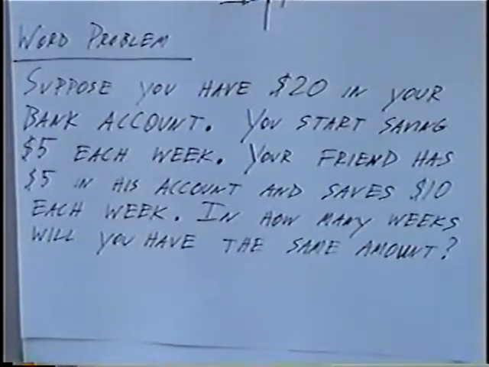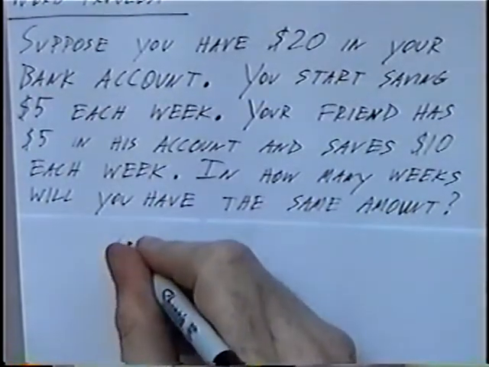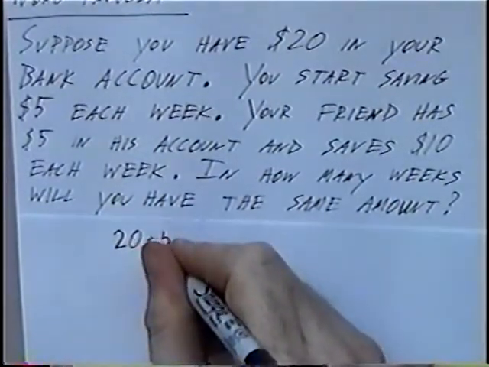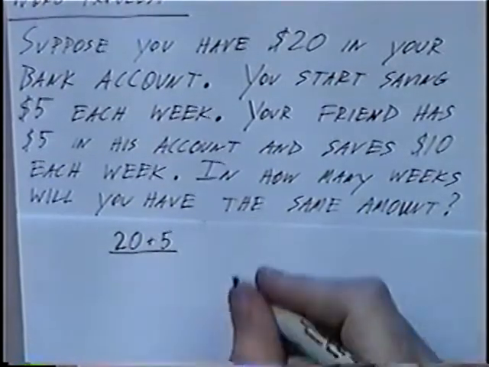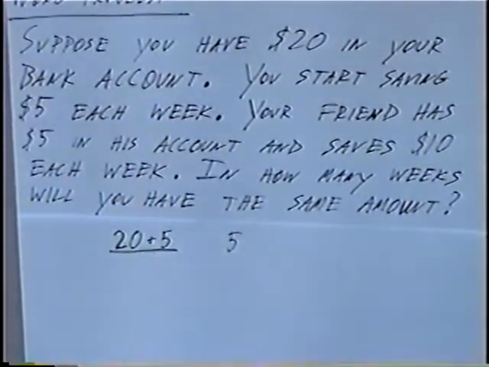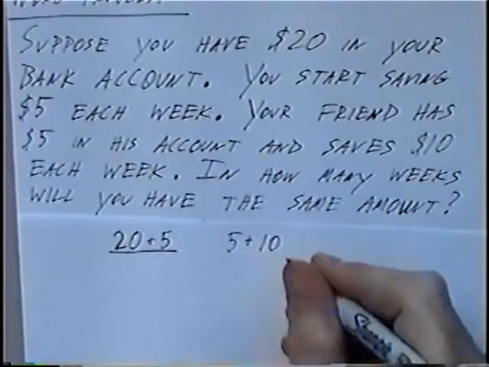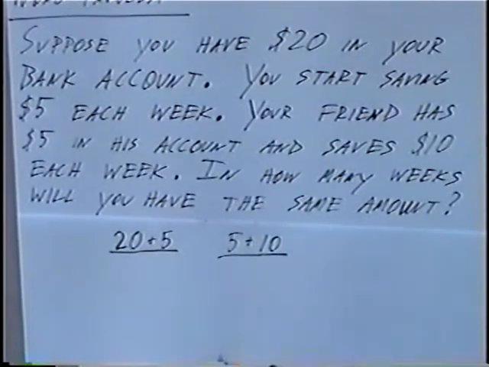At the beginning of this question, you have $20 in your bank account. And to that $20, we will add $5 each week. And the second part of the problem, your friend starts off with $5 in his bank account. And to that $5, we'll add $10 each week. We can make a column of numbers to see when the amounts will be equal.